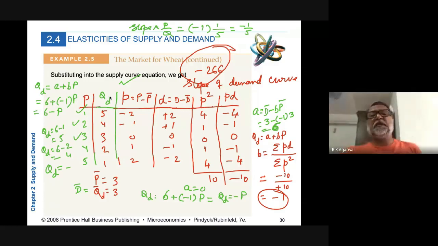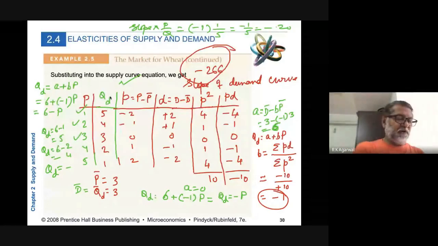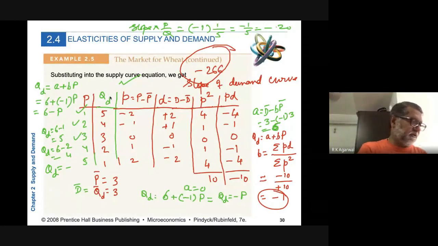So this is how you can calculate the elasticity. Is this clear or not? Tell me. Any question?